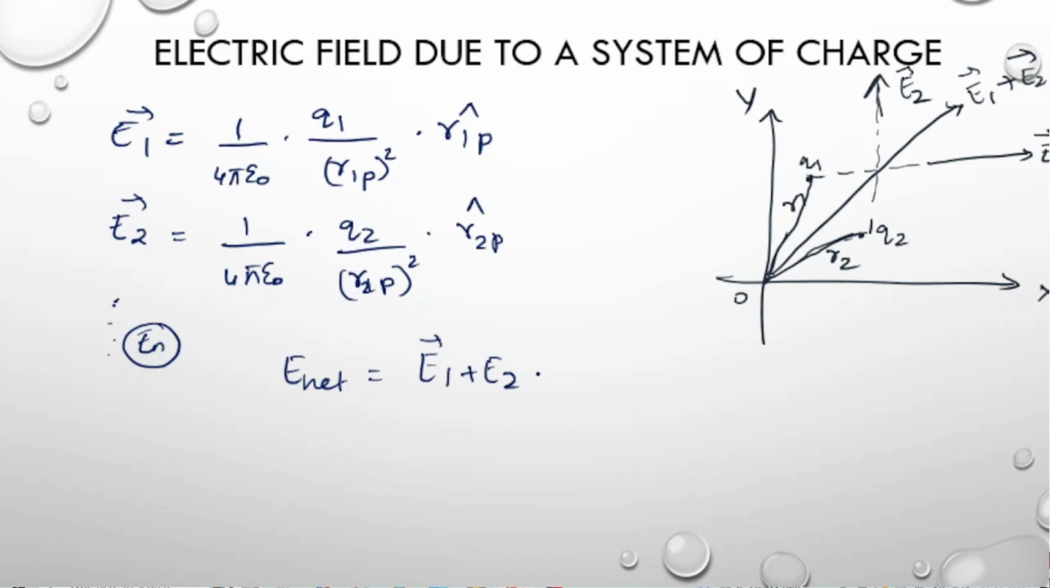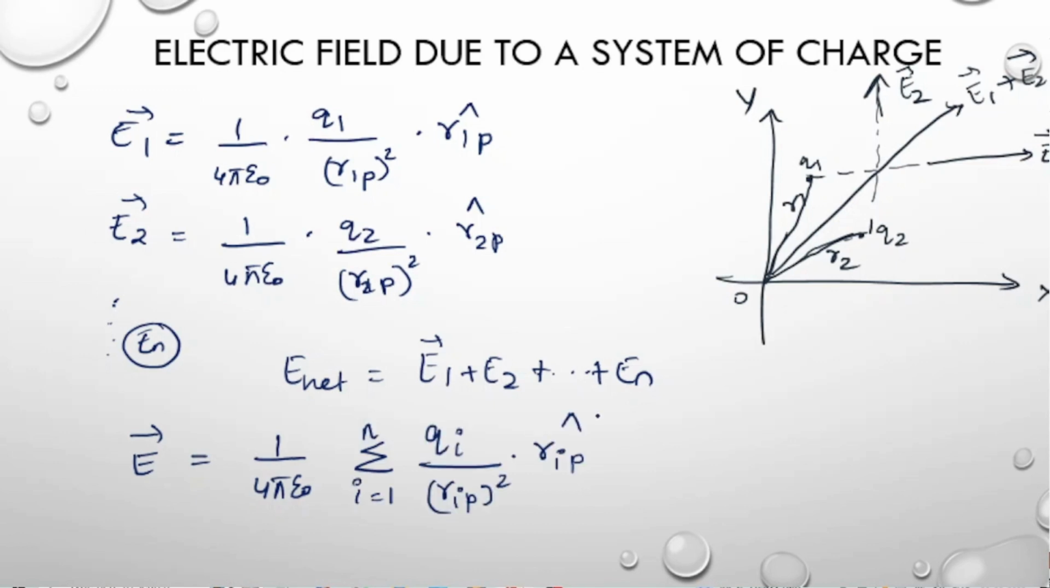So that can be written in a simple way: your E vector is equal to 1 by 4 pi epsilon naught, which is common, so take it common. Summation, where i starts from 1 and ends at n, of Qi by r_ip whole square into r_ip cap. So this is what you are supposed to write. This is your electric field due to a system of charges.